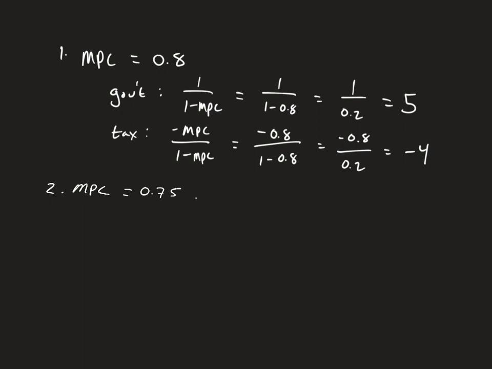The second question that you had to solve was: let's assume that MPC is equal to 0.75, and government purchases increase by 1,000. Holding all else constant, how will GDP increase? Well, remember, my change in GDP is going to equal my change in government spending times the multiplier, which is 1 over 1 minus MPC.